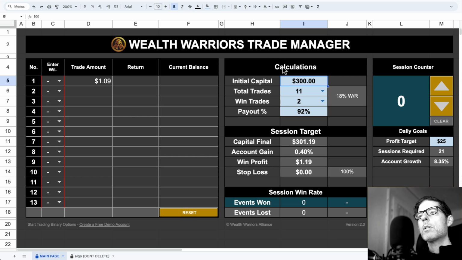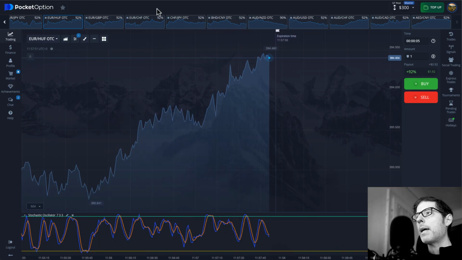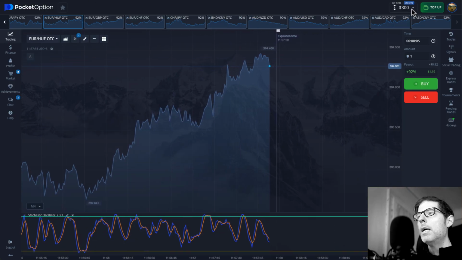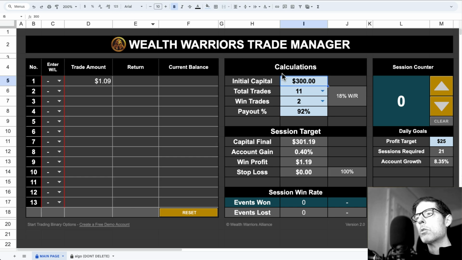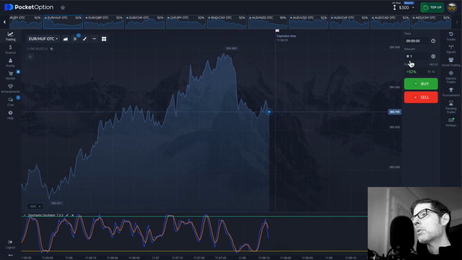So for me, I'm starting off with an initial capital of $300. That's the exact capital that I have over here on Pocket Option inside of my real account, so I'll make sure to enter that in there. I'll set my settings, whether that be risky or very conservative. These are the settings that I personally like to use with the trade manager. Over here on the trade amount, I'll look at the first trade amount the trade manager gives me, which is 109, and then I'll go over to Pocket Option and enter that in.